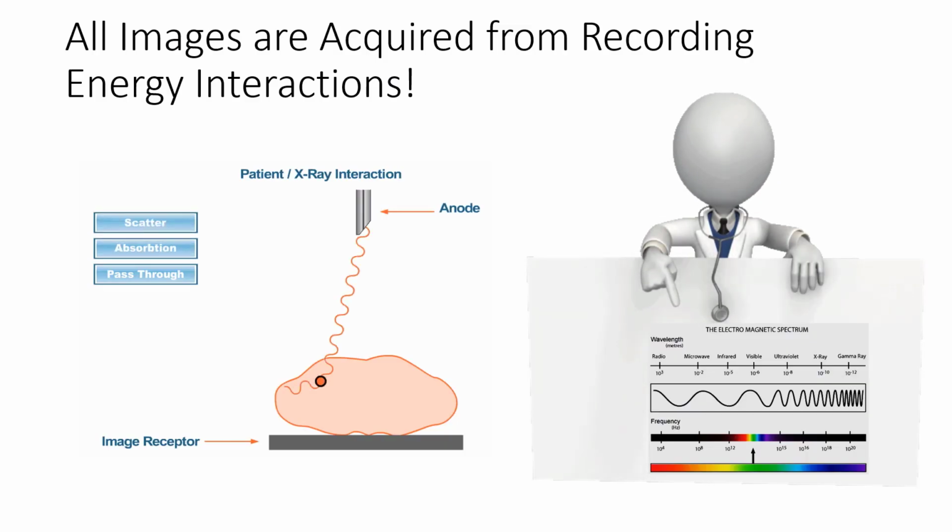All images that are used for medical imaging are acquired from the recording of energy interactions with tissue. Ionizing radiation is only one form of energy that we utilize in medical imaging. It is critical to understand the type of energy being utilized, the amount of energy being utilized, and the time the energy is being utilized to create an image. We can call this the dose.